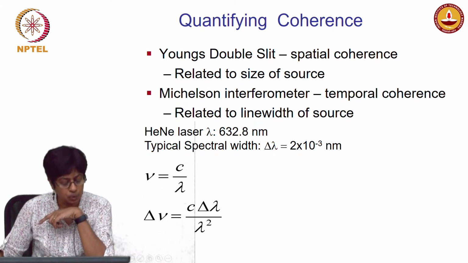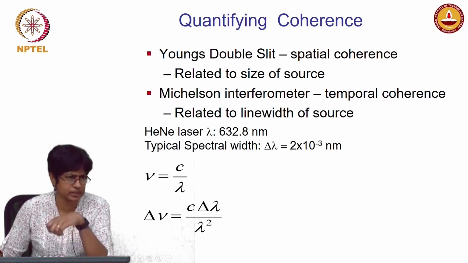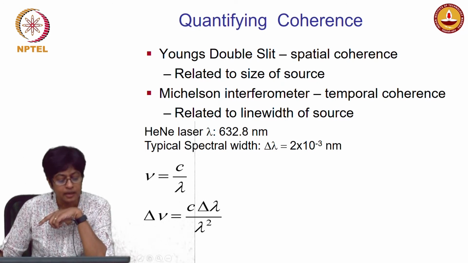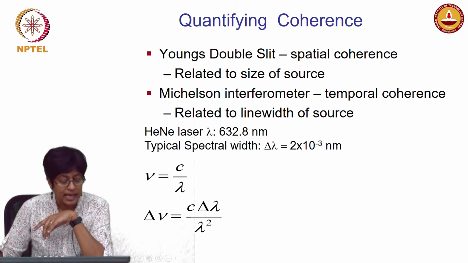We now know that the frequency of the source nu is equal to c by lambda. Let us assume that light is traveling in free space, so the velocity is 3 into 10 power 8 meters per second. Now, let us take a typical lab source. The source is a helium neon laser. Its wavelength is 632.8 nanometers, so it's in the red, and its spectral width, that means the spread.